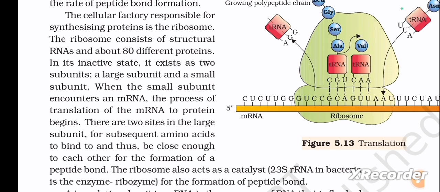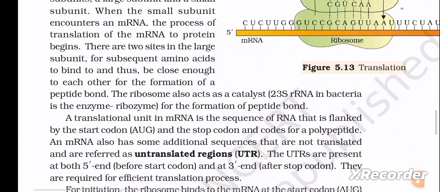There are two sites in the large subunit for subsequent amino acids to bind to and thus be close enough to each other for the formation of a peptide bond. The ribosome also acts as a catalyst. 23S rRNA in bacteria is the enzyme, a ribozyme, for the formation of the peptide bond.